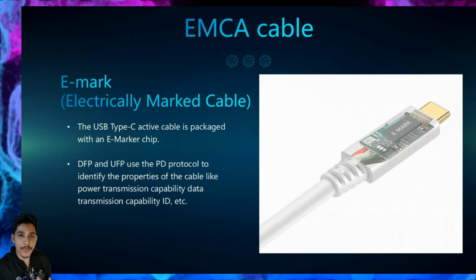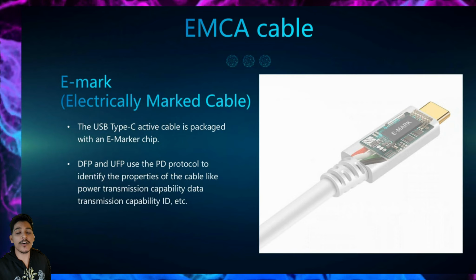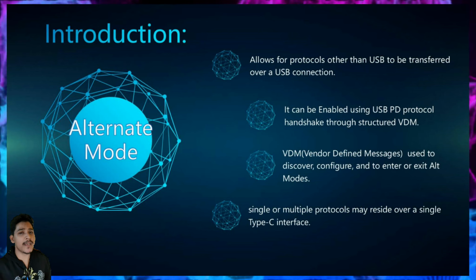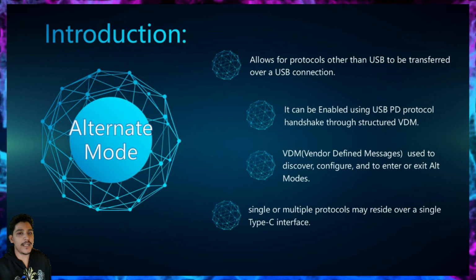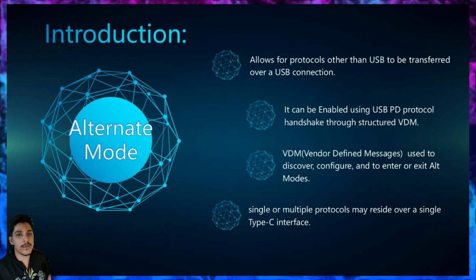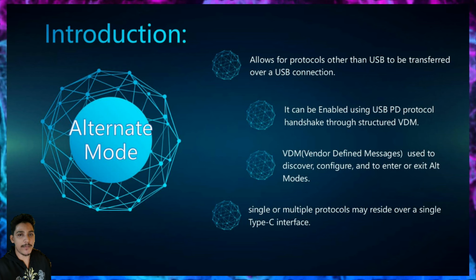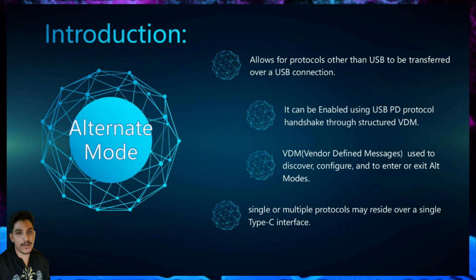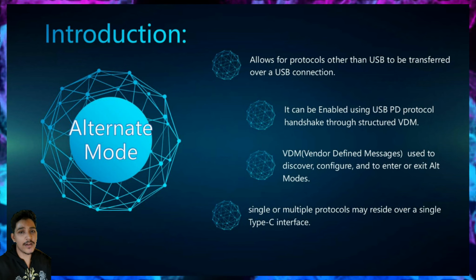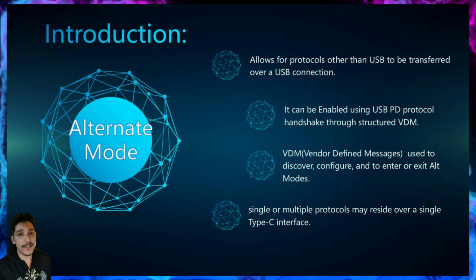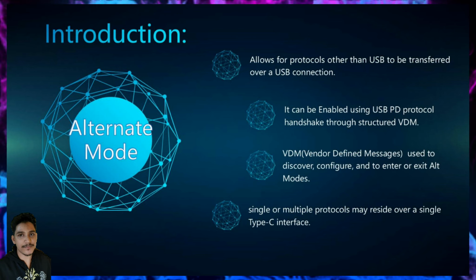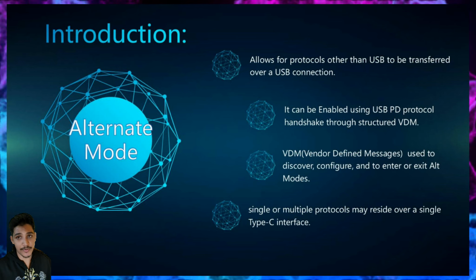Alternate modes allow protocols other than USB to be transferred over a USB connection. Normally, a USB cable is only meant to transmit data using the USB protocol, but with the help of the alternate mode, we can configure it to transmit HDMI data or Ethernet data. It's more like a customizable version. If you look at the connector, we have TX and RX. We can use this interface to transmit HDMI signals or many other kinds of signals. So this is what the alternate mode is all about.